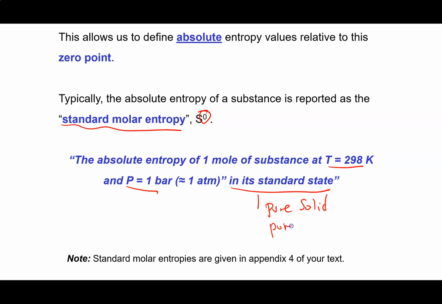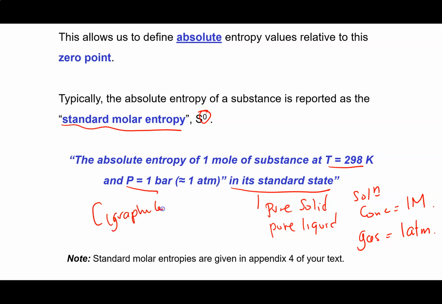If it's a liquid, it's the pure liquid. If it's a solution, it means that the concentration equals 1 molar. And if it's a gas, it means the pressure is 1 atm. There are some other things as well. If we have multiple elemental forms of a particular kind of atom, then we're going to go with the most common one. And where this comes into play in particular is when we're talking about the standard state of carbon, we mean carbon in the graphite form, not the diamond form.